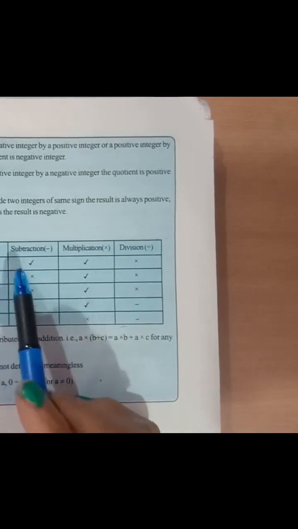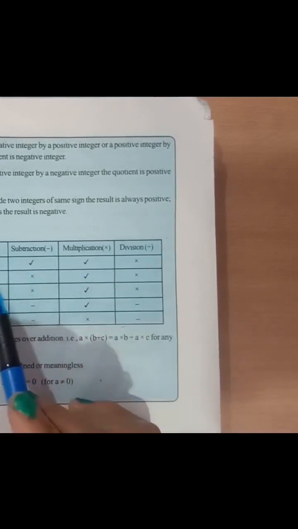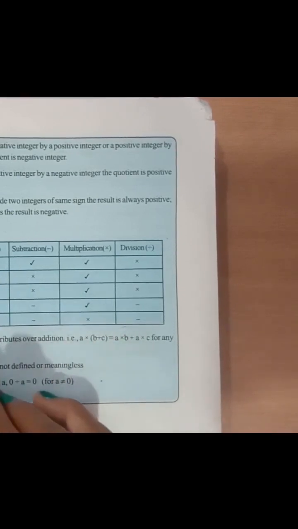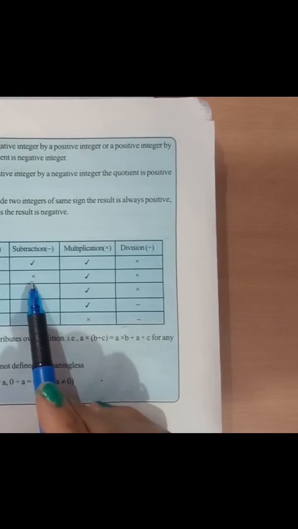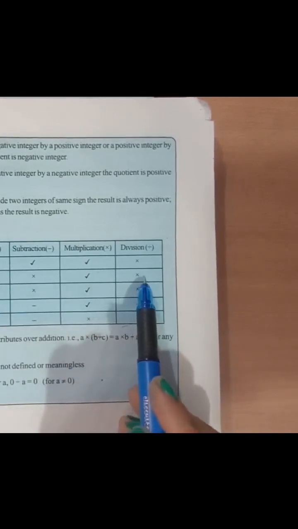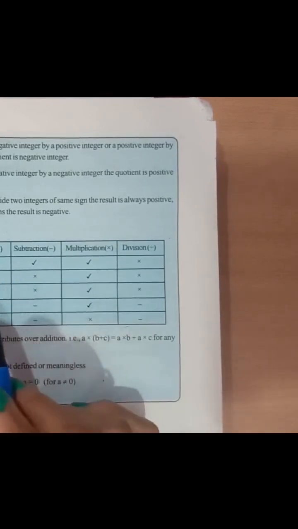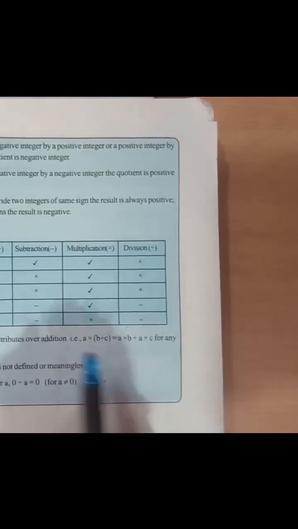Next is the commutative property. Addition and multiplication are commutative, but subtraction and division are not. There is no commutative property for subtraction and division.